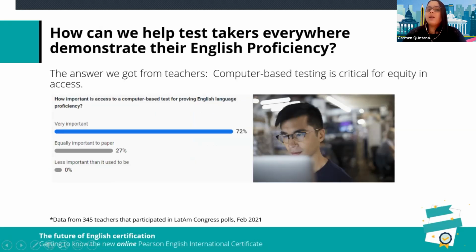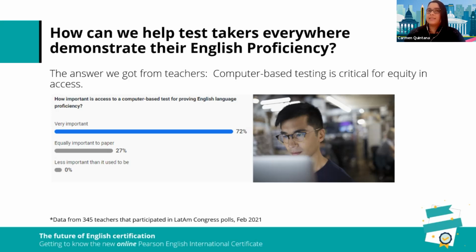Now, how can we help? We also asked them, how can we help test takers everywhere demonstrate their English proficiency? How can we make this more accessible? And again, the answer that we got from teachers is that computer-based testing is critical for equity and access, for bridging the gap of who can access a proficiency certificate. So to that question, 72% of our respondents said that computer-based testing was very important.